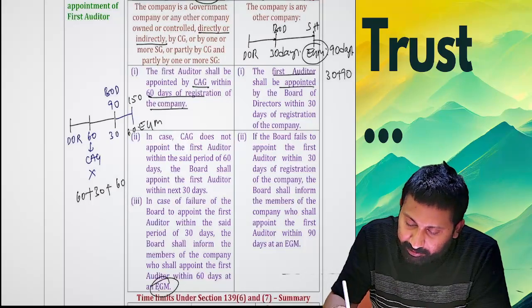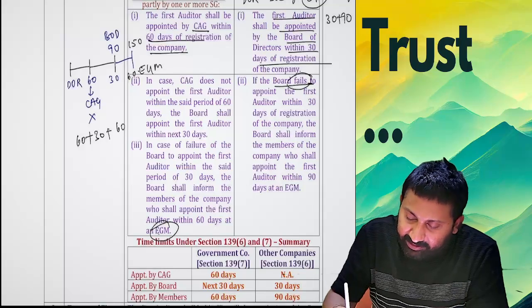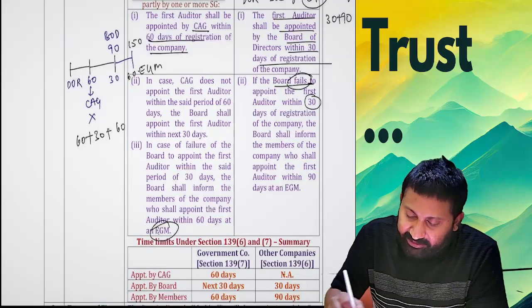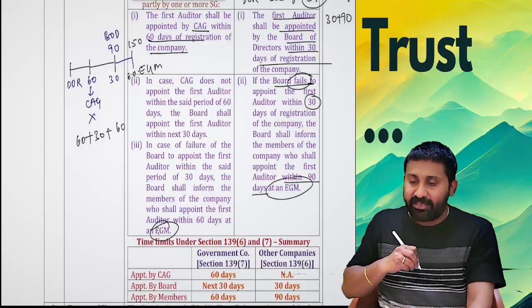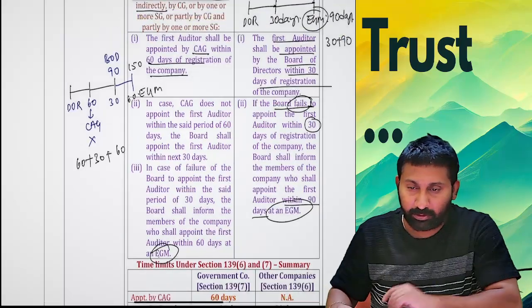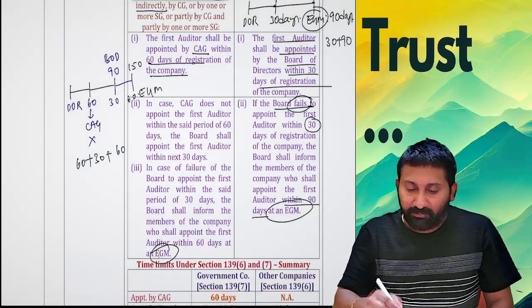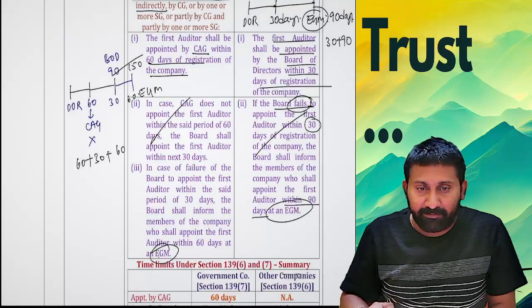First auditor shall be appointed by board within 30 days of registration. If board fails to appoint the first auditor within 30 days of registration, the board shall inform the members of the company who shall appoint the first auditor within 90 days at a EGM. Are you understanding the point or not? Okay. So this is a point. So for government companies and government owned entities, next one is a normal company we completed.